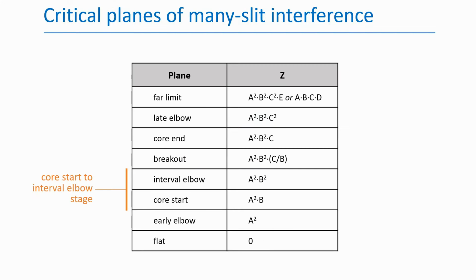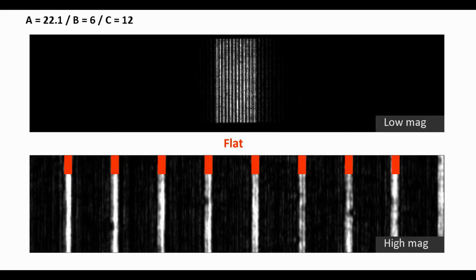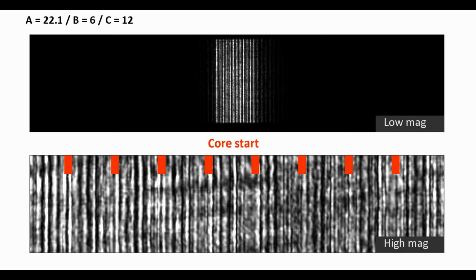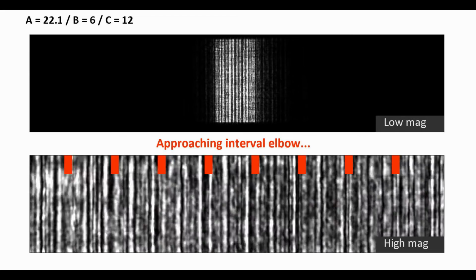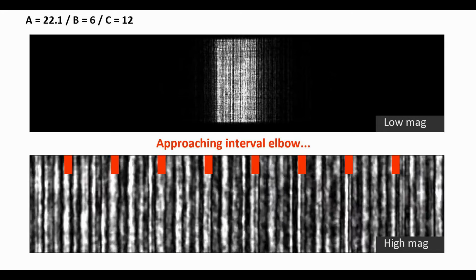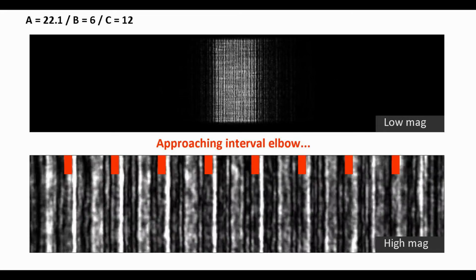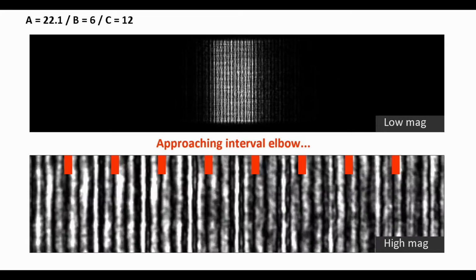The next stage begins at the core start and goes up to the interval elbow. For reference, we'll begin by showing the pattern at the flat. The red tick marks indicate the slit locations and the slit widths. Now we'll jump to the core start and then start moving towards the interval elbow. We see a rather complicated sequence of different patterns. The period seems to fluctuate, but the trend is not so obvious.